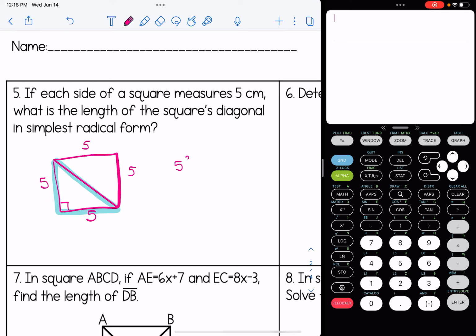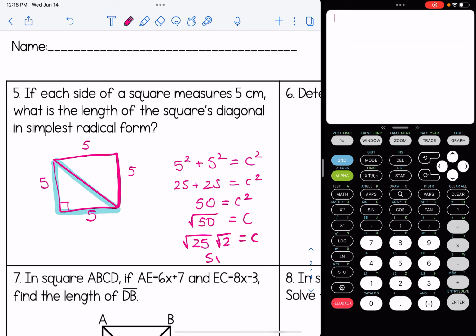So I can use Pythagorean theorem, 5 squared plus 5 squared equals c squared, c being our hypotenuse. 25 and 25, I'm going to combine here to get 50, and I'm going to get radical 50 is equal to c. Now this problem does ask us to do simplest radical form, so we want to think about, is there a perfect square that goes into 50? There is. 25, and 2 would be the missing factor. And when we simplify that, we are going to get 5 radical 2 as our hypotenuse.